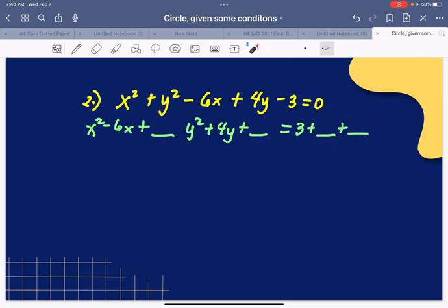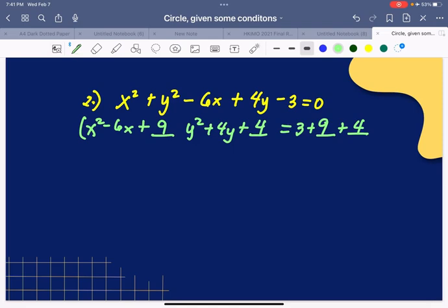So, what are we going to add to make this perfect square trinomial? So, 6, hatiin sa dalawa or divide by 2, that is 3. Then, square of 3 is 9. Here, half of 4 is 2. Okay, 4 divided by 2 is 2. Square 2, that is 4. So we add 9 and 4. So we add 9 and 4 also on the right side of our equation.